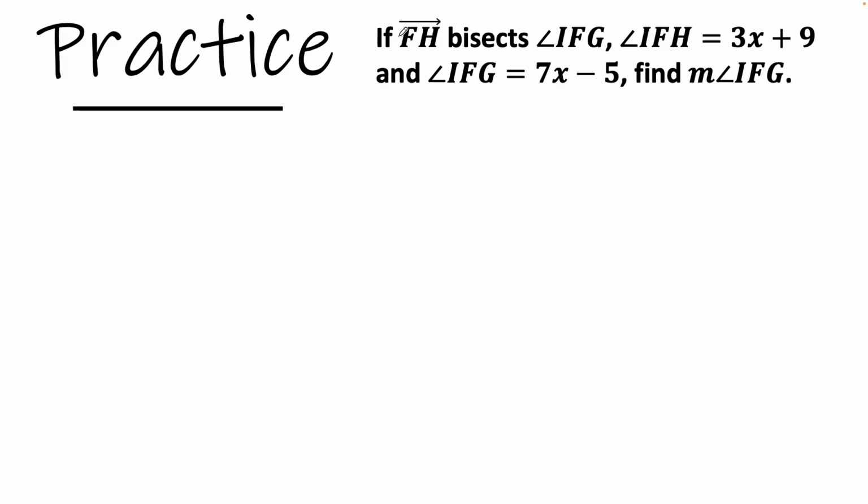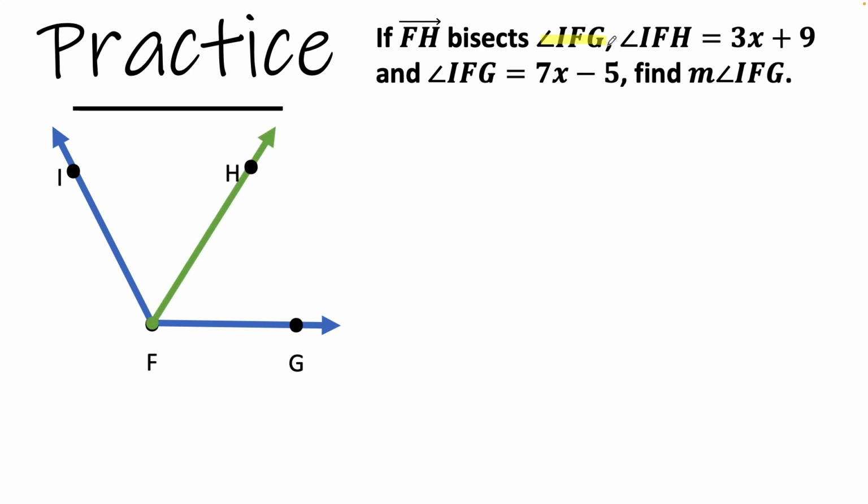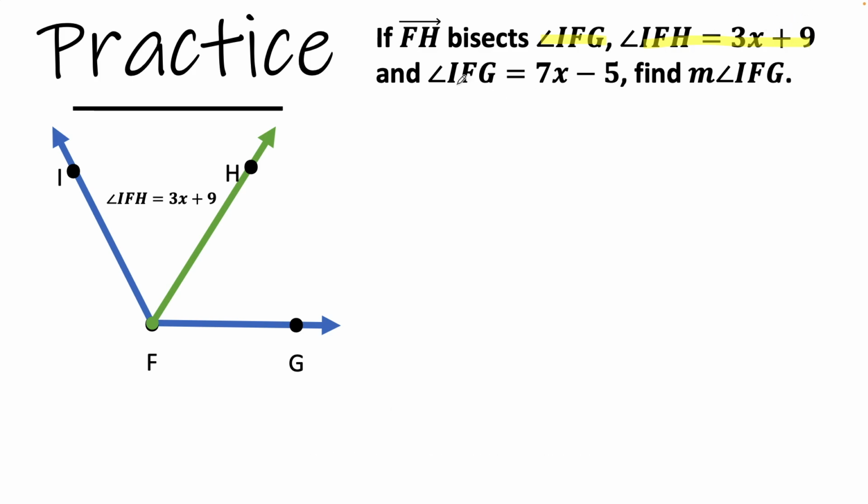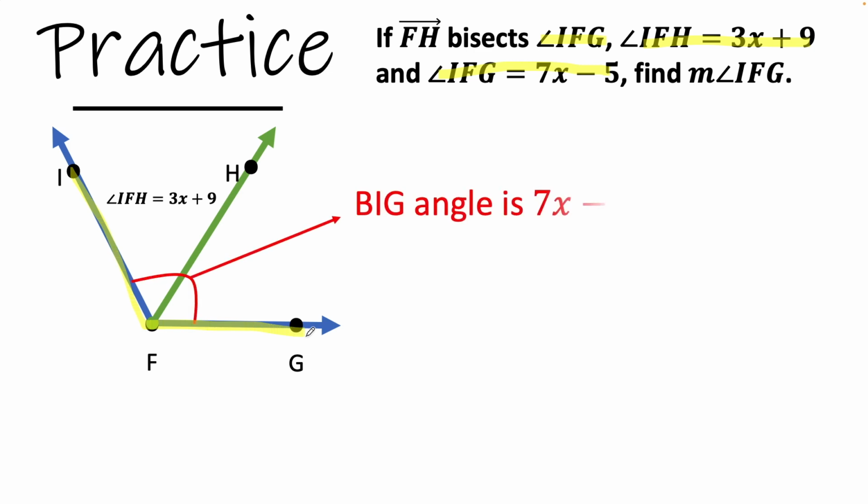So it says FH bisects IFG. So first of all, we need that angle, IFG. Now we know that FH bisects it. Okay, so right in the middle of the angle is the angle bisector. We know that here, IFH is 3x plus 9, so let's just label that. And then it says that IFG is 7x minus 5. Well, IFG, that's the whole thing. So that whole angle is 7x minus 5. So just table that for a second, putting that in the back of your mind.